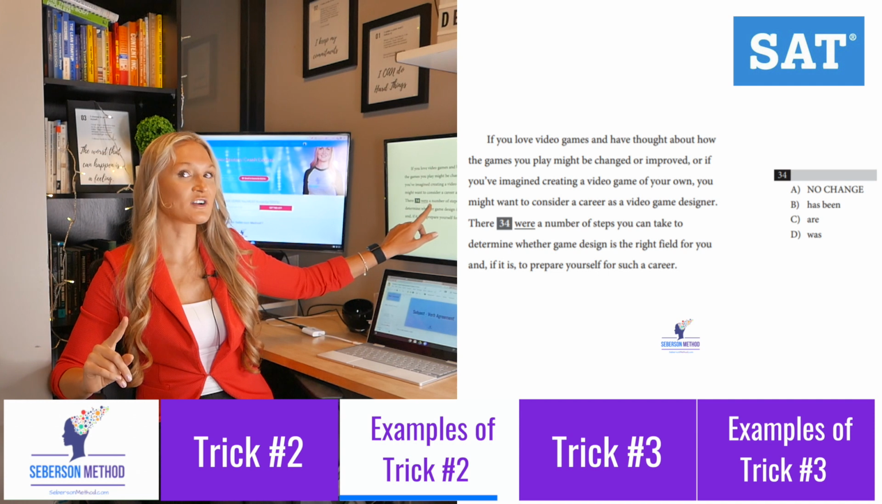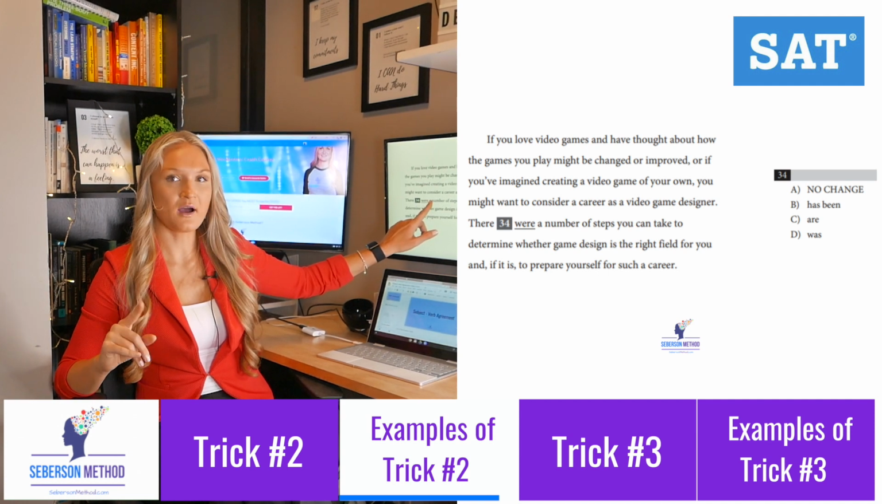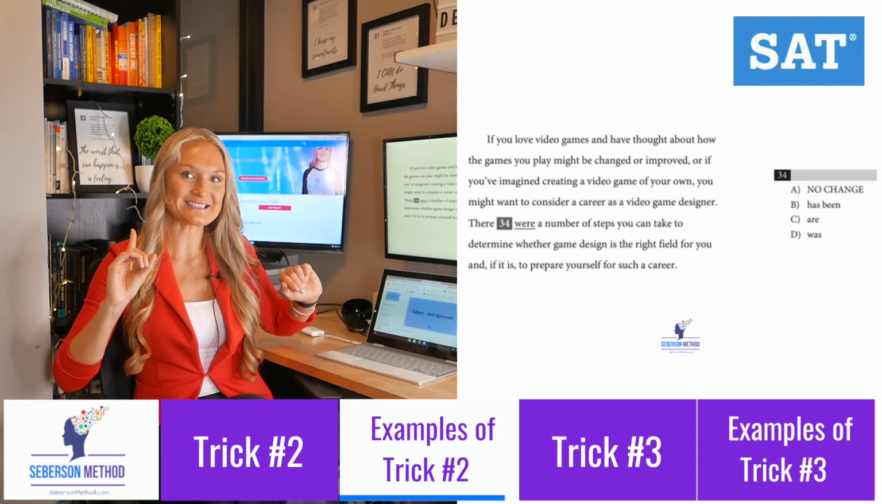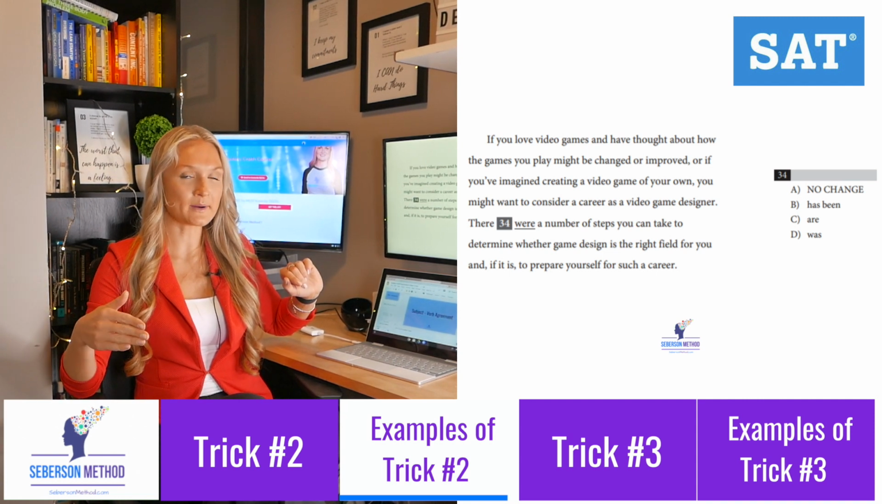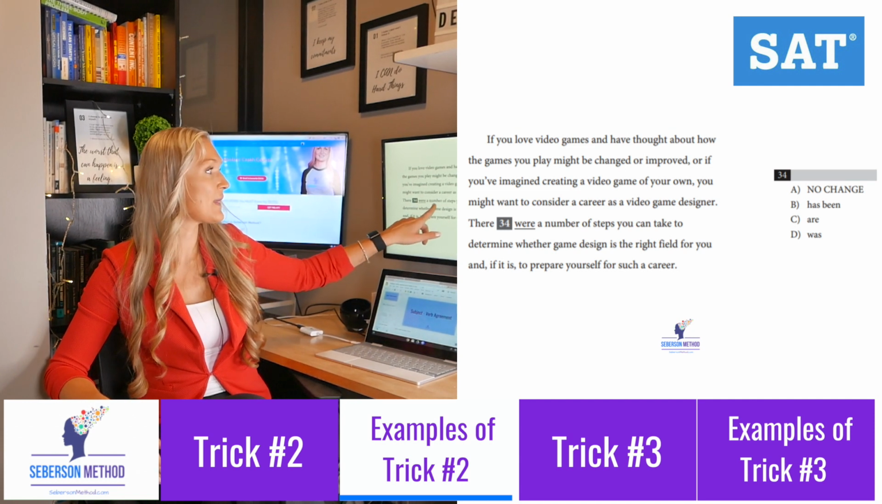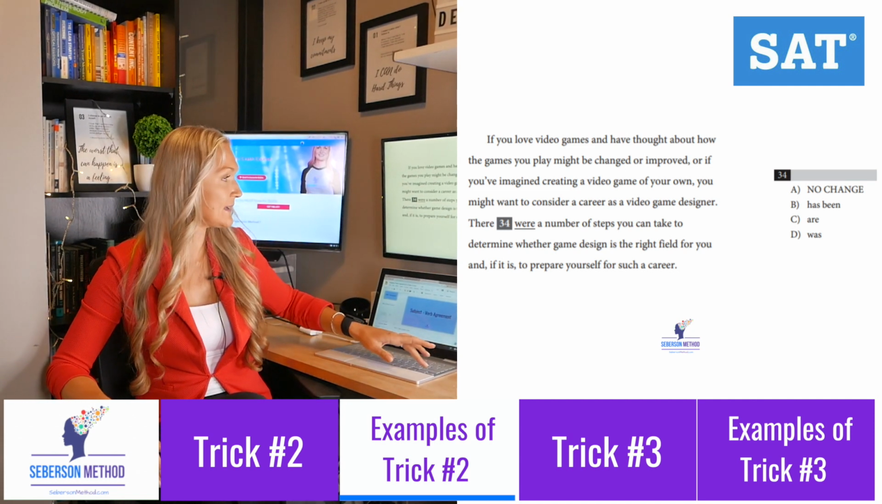A number, the article, a word, a table, a shoe, a number, points to the fact that it's singular. So a number is, therefore there was a number of steps. The right answer was D.